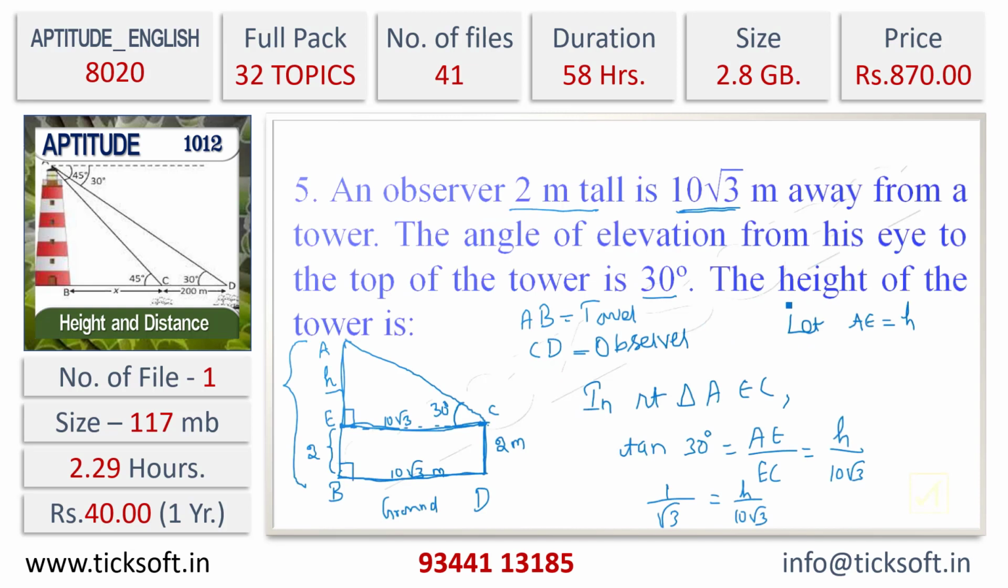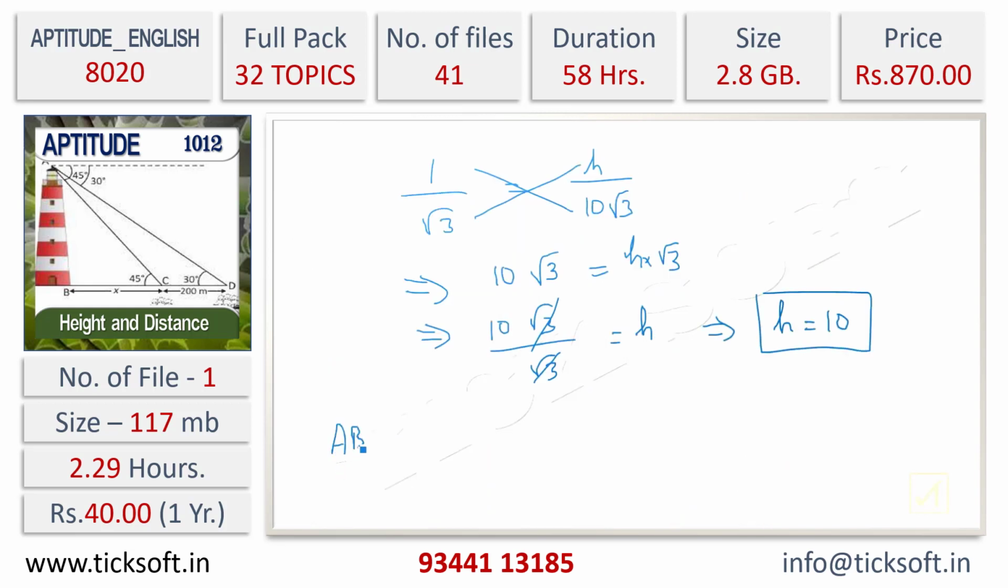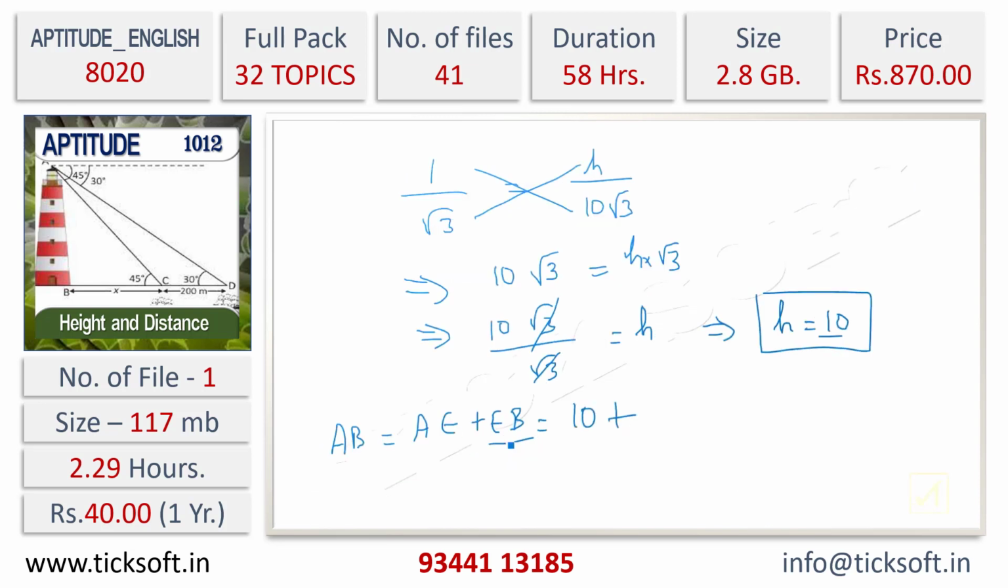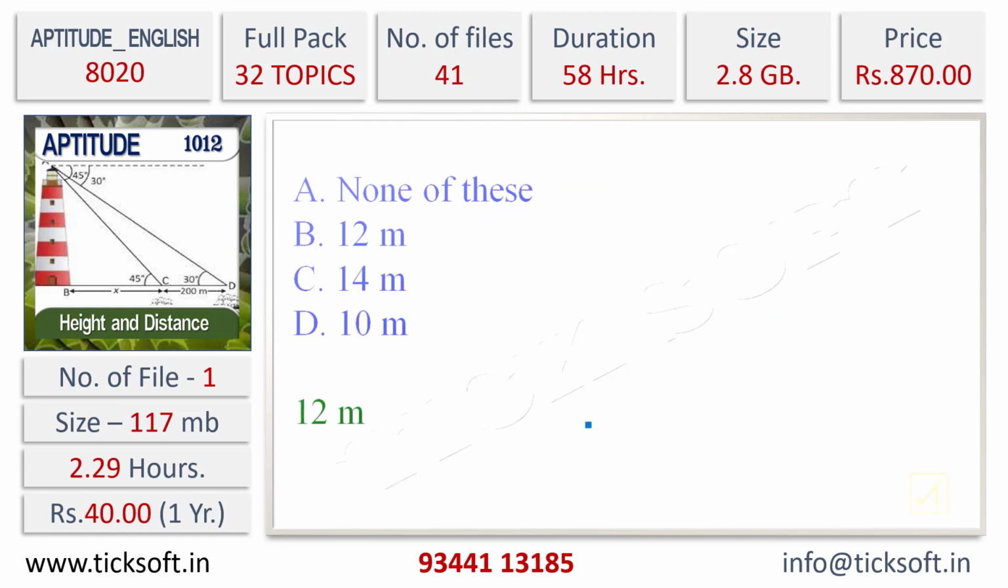But here we have to find out the height of the tower. We know that the height of the tower is this whole length AB. So if we want the value of AB, then we have to add this AE and this EB. So therefore AB will be equal to AE plus EB. This AE is nothing but h, which is 10 meters, plus what is the value of EB? We know that if this is 2 meters, then this is also equal to 2 meters. Hence the length of EB is 2 meters. So 10 plus 2 will be equal to what? 12 meters. Hence the height of the tower will be equal to option B, 12 meters. So this is the correct answer.